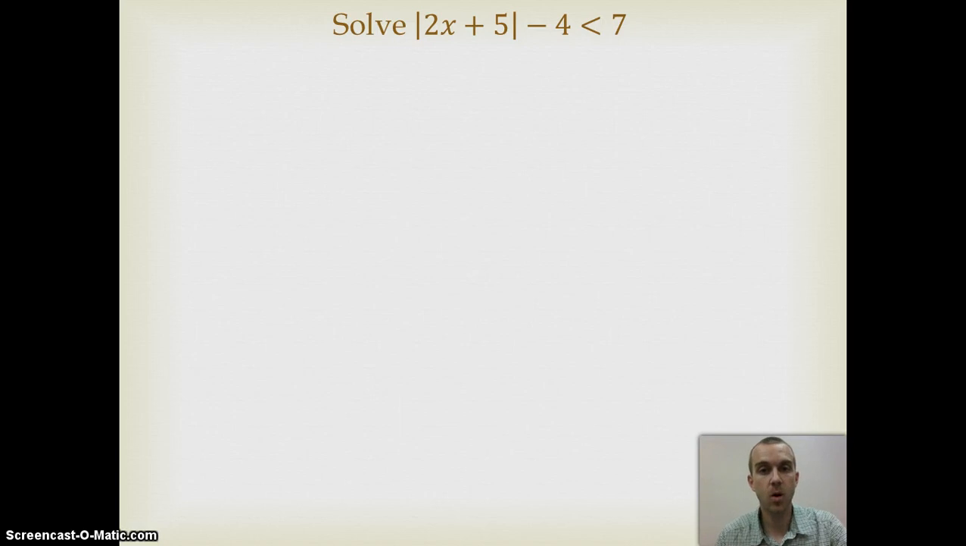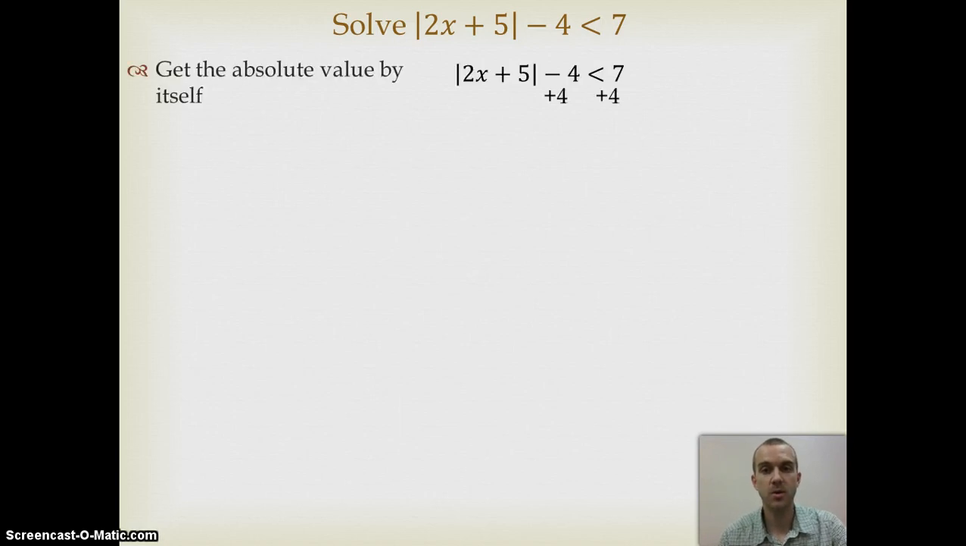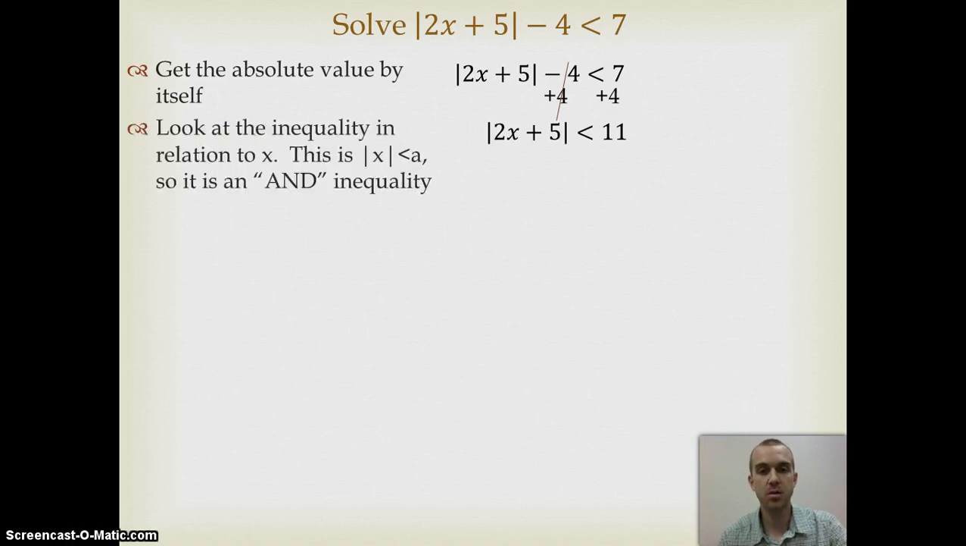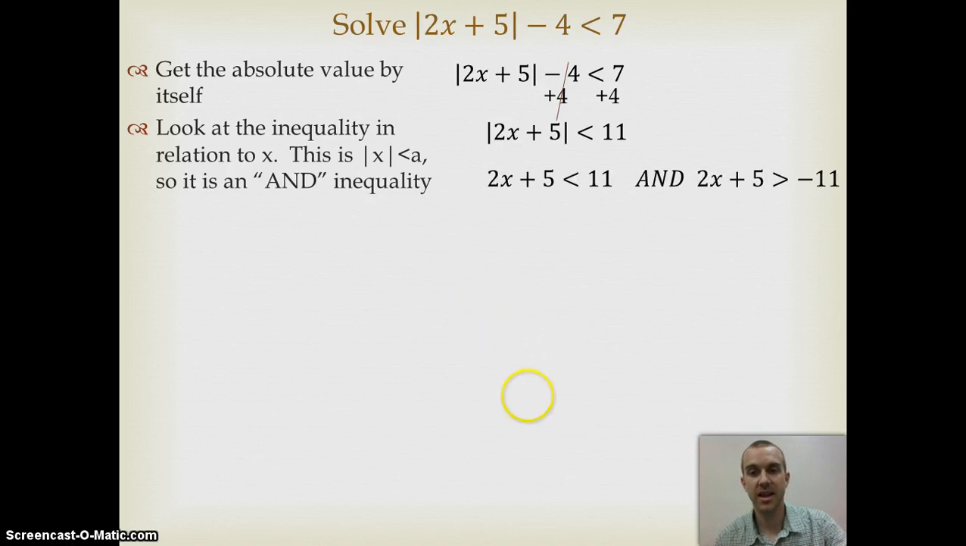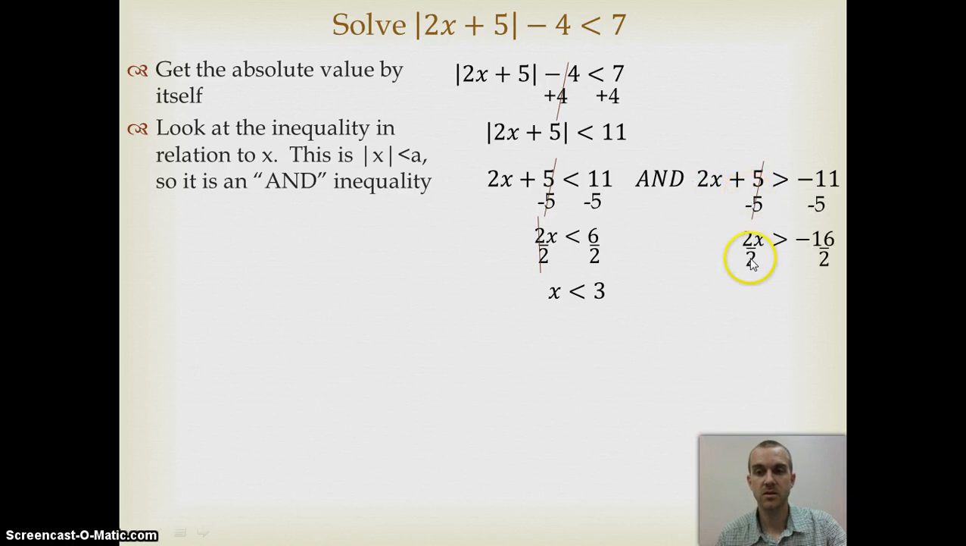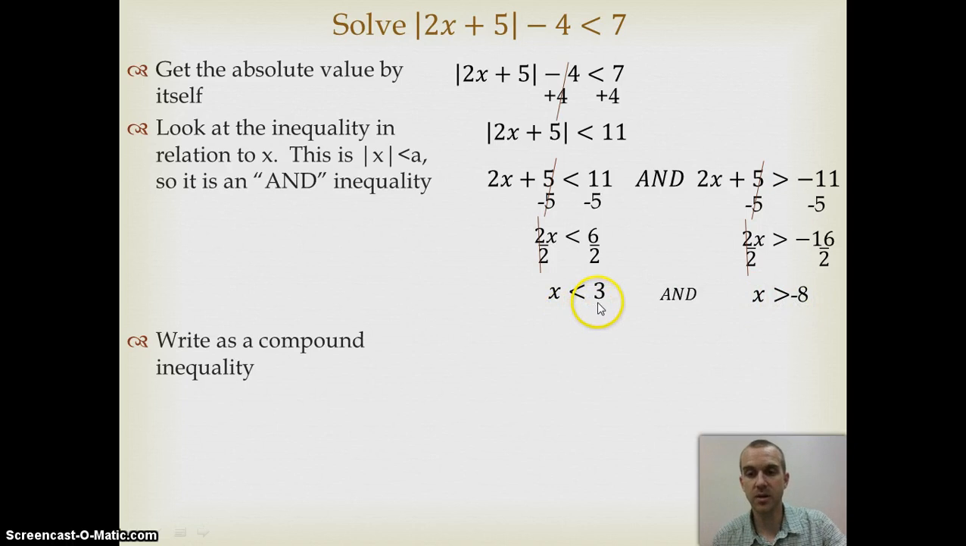Now say here's a problem with a less than. First thing I want to do is get the inequality by itself. So I add 4 to both sides. Now since this is a less than, it's an AND problem. So 2x plus 5 is less than 11 and 2x plus 5 is greater than negative 11. Solve each inequality. Subtract 5, divide by 2, and x is less than 3. Now I'm going to subtract the 5, divide by 2, x is greater than negative 8. And remember, this is an AND problem, so x is greater than negative 8 and less than 3.